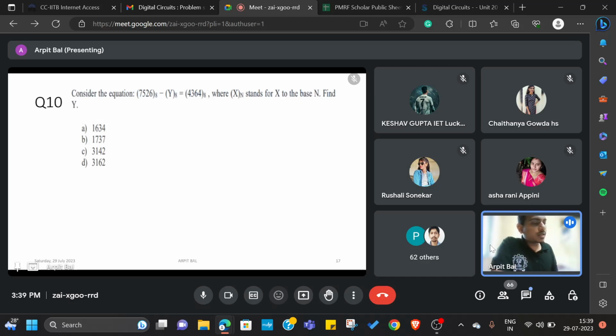Okay, let's try this question. We are given an equation, 7526 base 8, it's an octal number, minus y base 8 is equal to 4364 base 8. We have to find out what is y. The representation is stated like this: xn, where it stands for x to the base n. So let me rearrange this equation a bit.